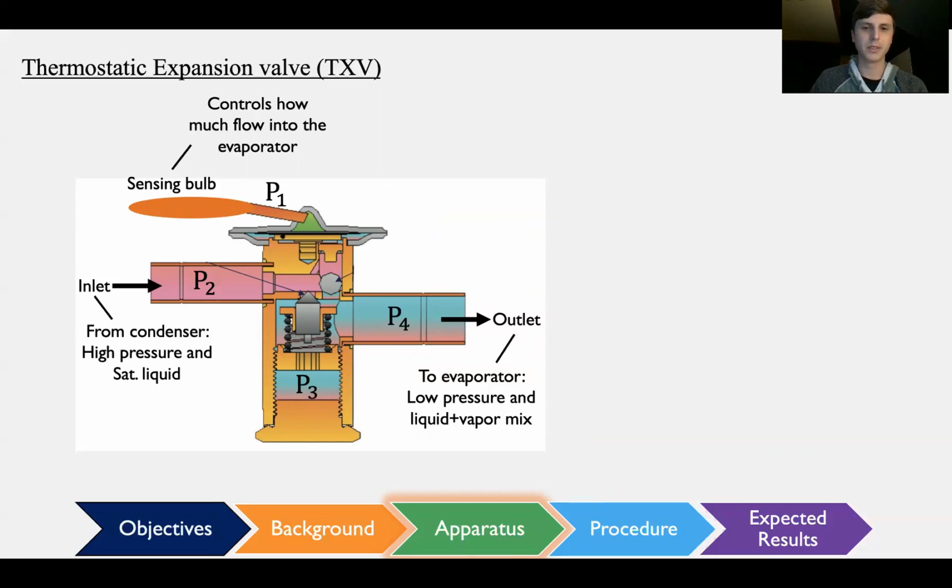Whenever it goes through part 4, where the outlet to the evaporator is, it's going to become low pressure, and it's going to be a vapor and liquid mix. So the sensing bulb is really the key in determining how all this works. Since the system is adiabatic, we can say that the enthalpy at state 3 is equal to the enthalpy at state 4.